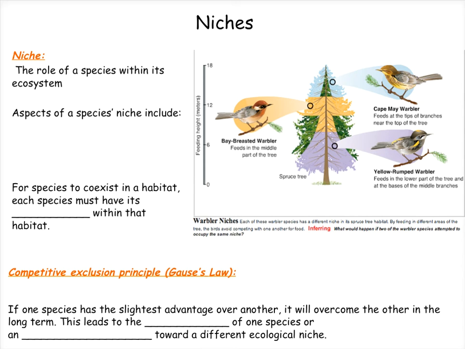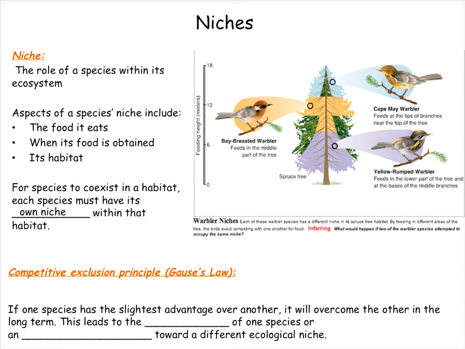Some aspects of a species' niche include the food it eats, when its food is obtained, and its specific habitat. Now, just like in our metaphor with our actors, directors, and stage crew, for species to coexist in a habitat, each species must have its own niche within that habitat.